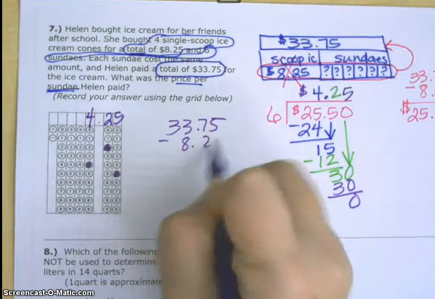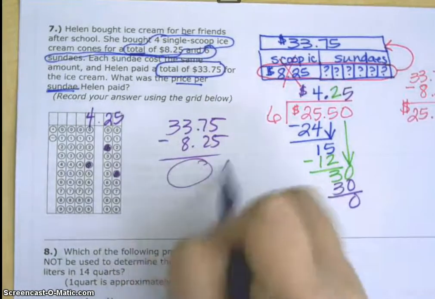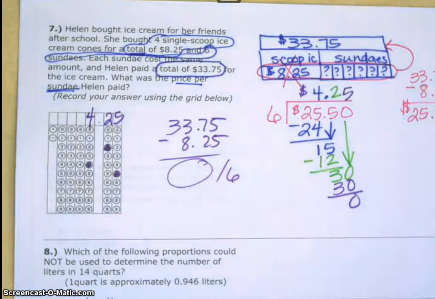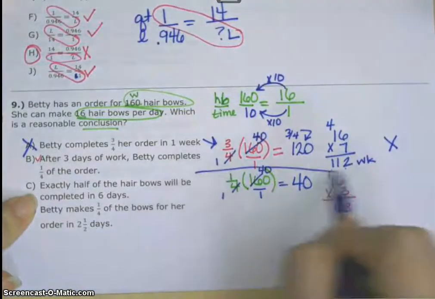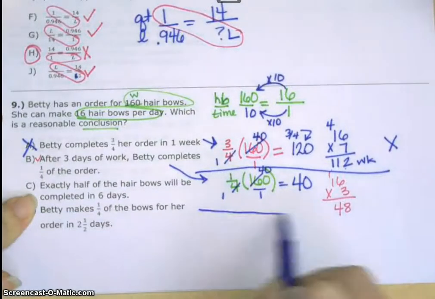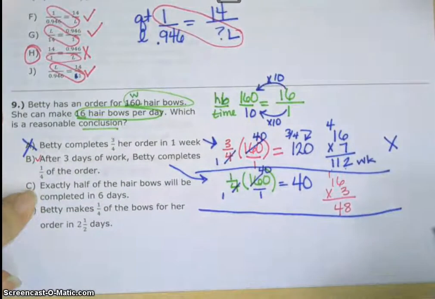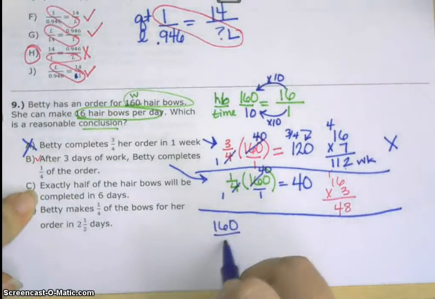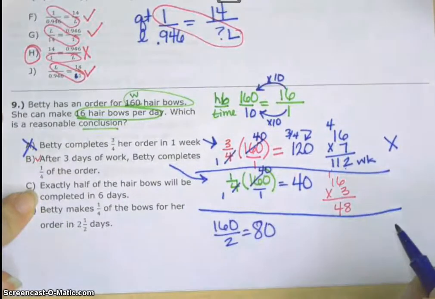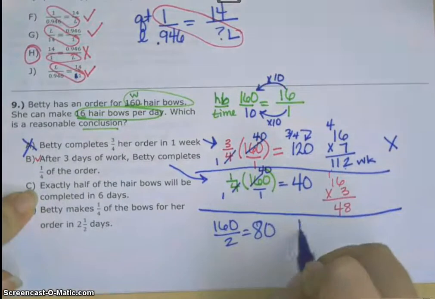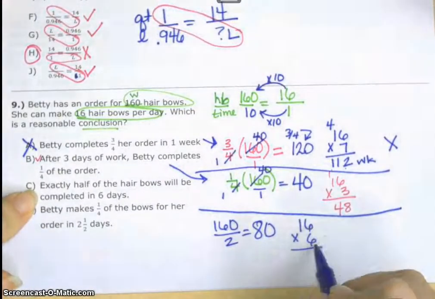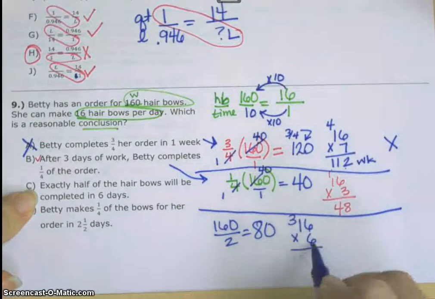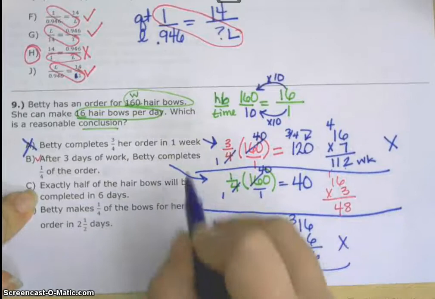It's not perfect, but it doesn't say exact either. This one does say exactly half of the hair bows will be completed in 6 days. So this was for answer choice A, this was for answer choice B. All right, answer choice C. Exactly half of the hair bows. So 160 hair bows divided by 2 is 80 hair bows. Exactly 80 hair bows will be completed in 6 days. Well, 16 times 6, because it's 16 per day, 6 times 6 is 36, carry the 3, 96. Is 96 exactly 80? It is not, so it also cannot be C.